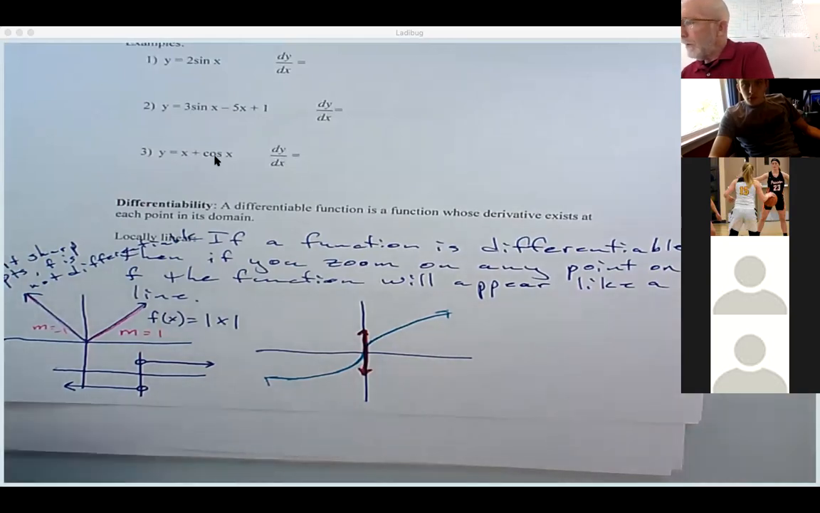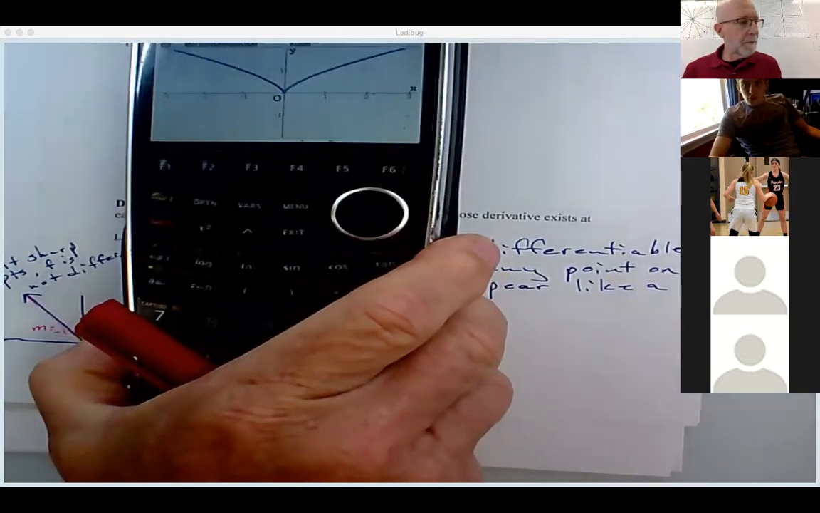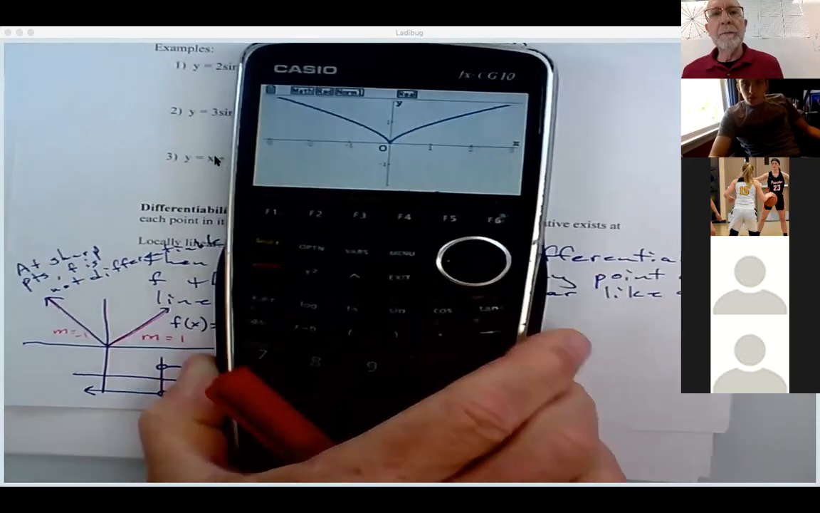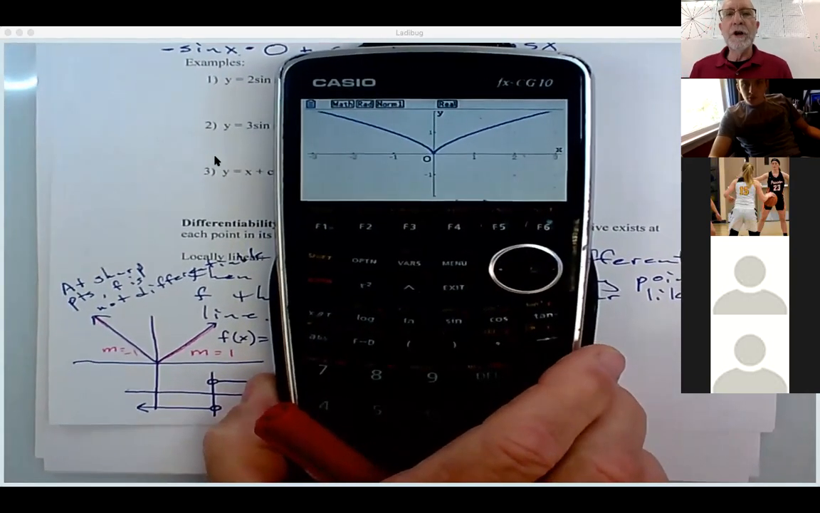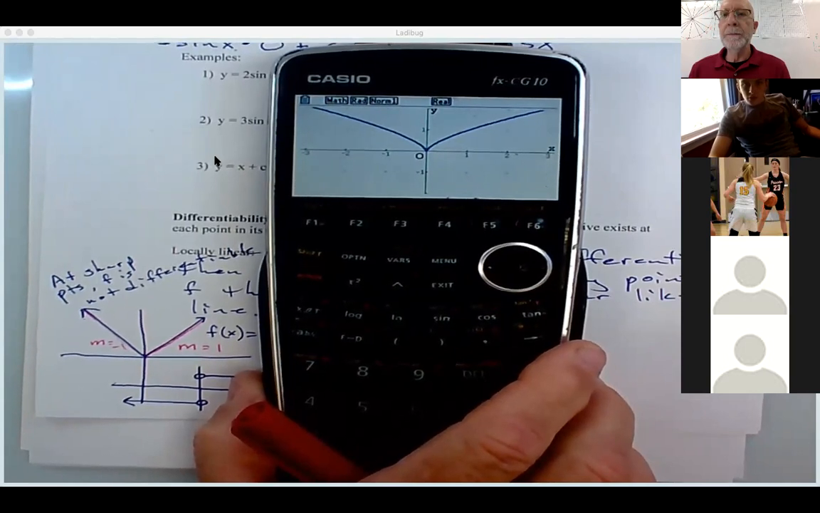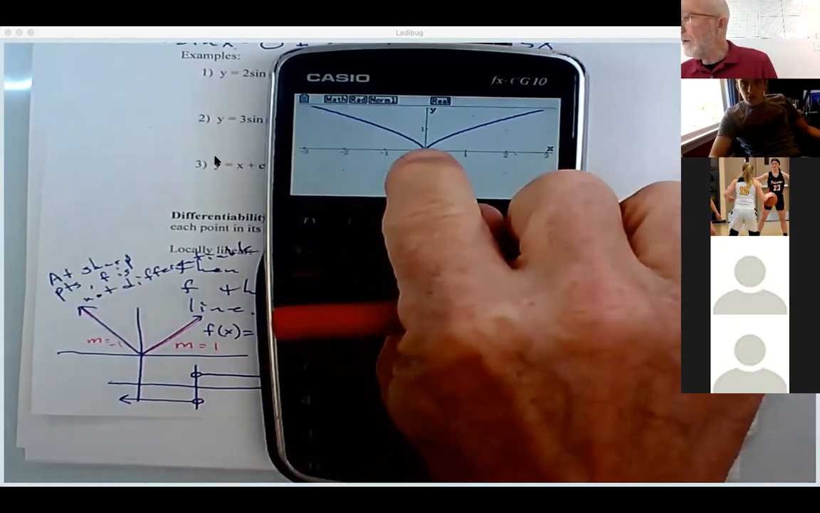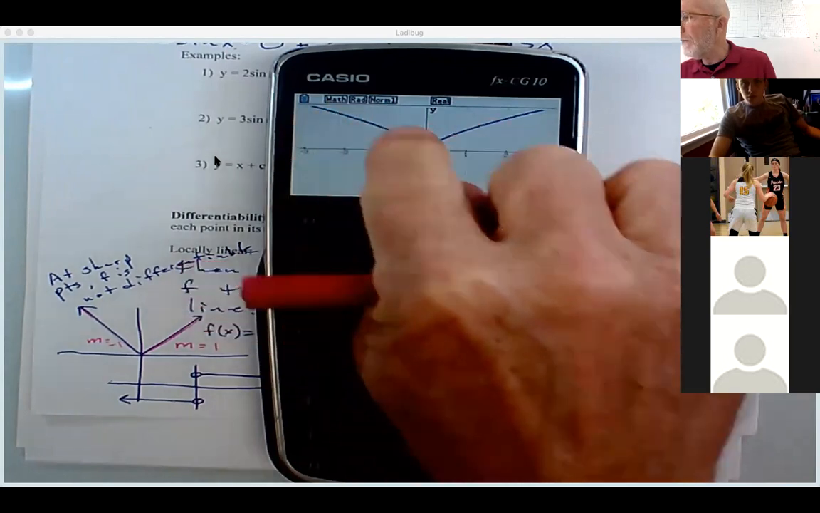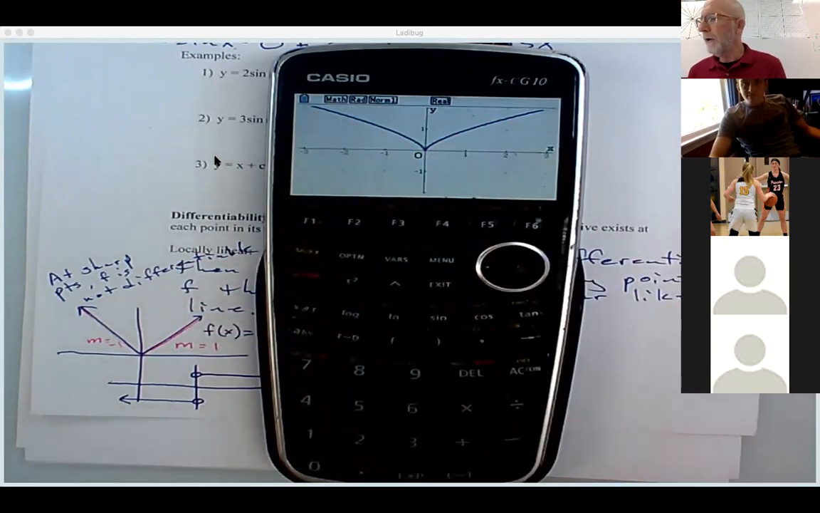Well, this isn't the graph that I wanted, but maybe I can figure that out in a bit. But this is one with a sharp point. Would everybody agree? Yeah. So since this has a sharp point, this graph is not differentiable at zero because there's a sharp point at zero.